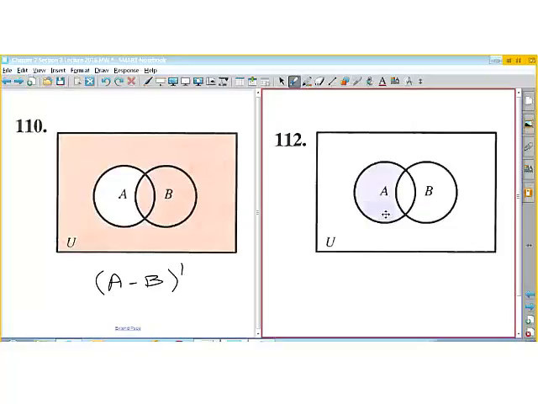We already know the answer to this one. We just did it, right? A minus B. We took everything in A, we subtracted what's in B. So this little bit here would be B minus A.